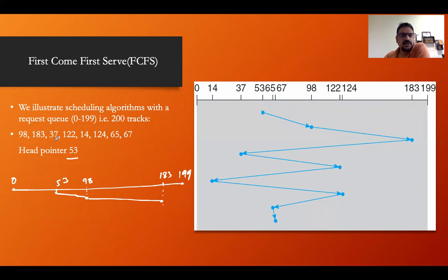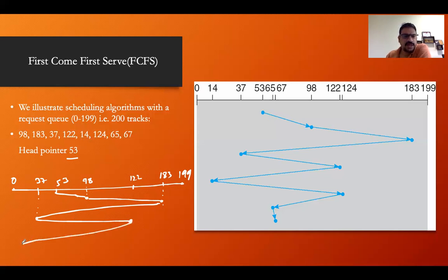Then from here I go to 37. So 37 is my next request. Let's assume that this is 37. From 37, it is asking for 122. So we'll go to 122. This is my next. Then it is asking for 14. So again, I have to come back here, and this is 14.